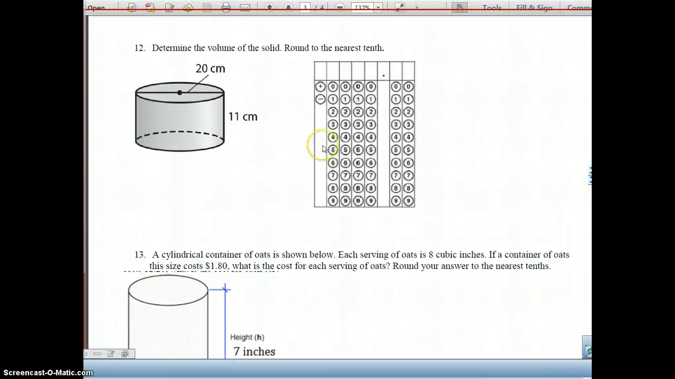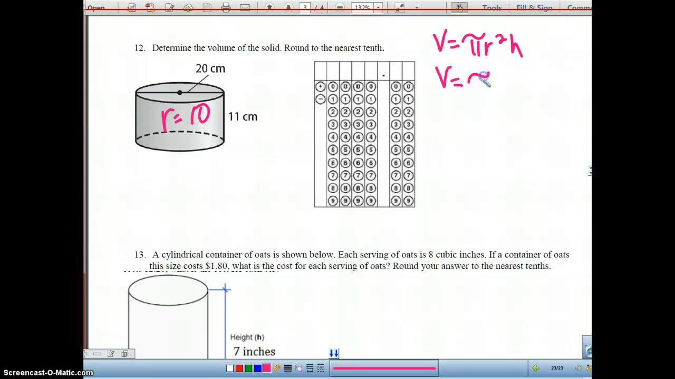It says determine the volume. How do I find the volume of that? Pi r squared times h. That's right. Pi r squared h. Okay, so I don't have r. What is r? 10. It's 10. All right. Pi times 10 squared times what's the height? 11. Plug that into your calculator, and what do you get?